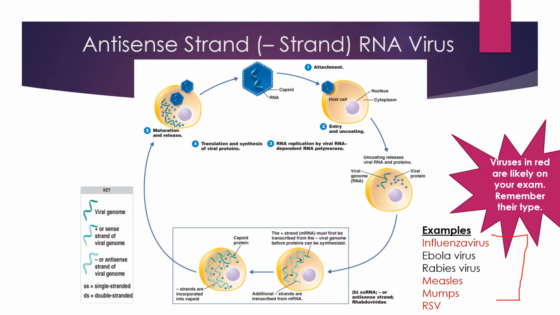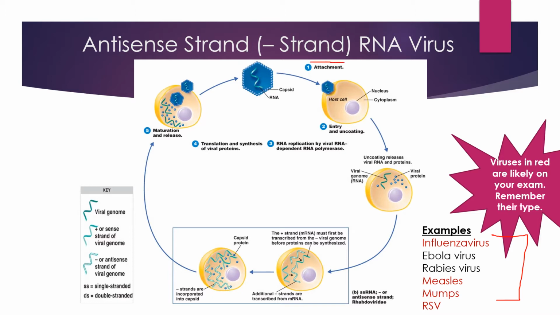They need the help of an enzyme called RNA-dependent RNA polymerase, and antisense or minus-strand viruses must bring a copy of that protein in their capsid in order to be infectious. Let's look at this generalized life cycle diagram to jog our memories about how the life cycle occurs.